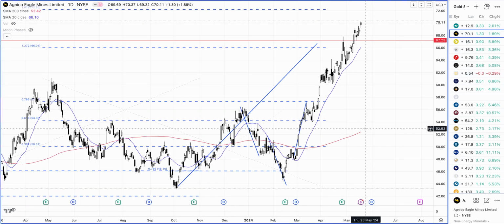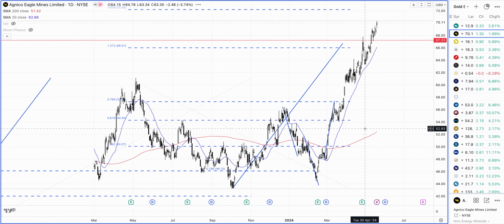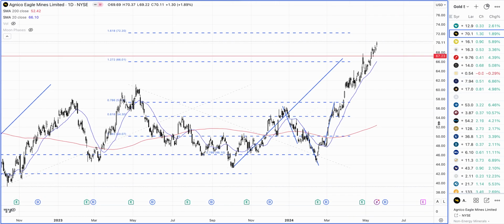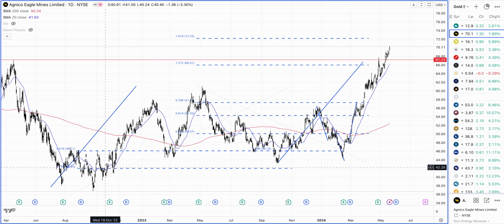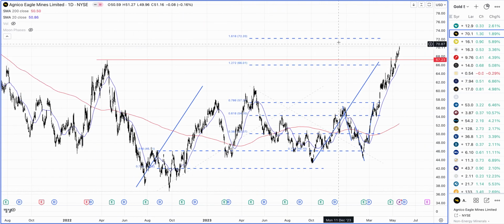Then let's take a look at Agnico Eagle Mines. Pretty strong stock. It had already completed this ABCD, breaking out of the top of this range. Looks like it wants to go test 72.20.